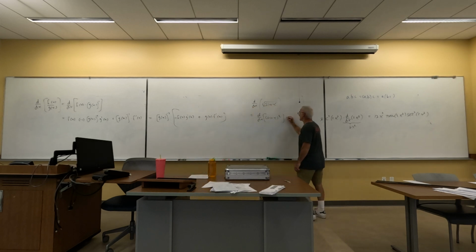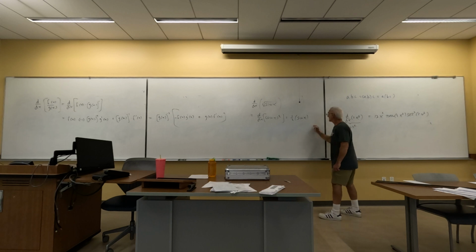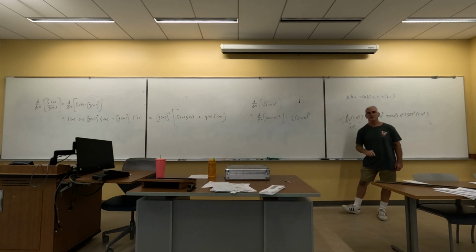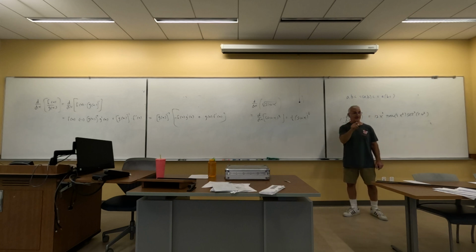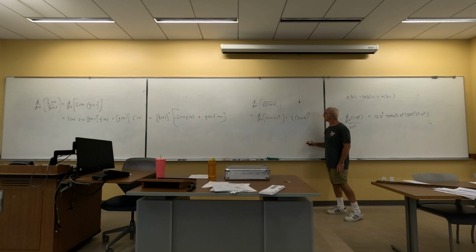And I'm gonna do exactly the same things in the next step. I'm gonna bring the exponent down, and then it will be the sine function raised to the negative 1/2 power times the derivative of what? Sine. The sine, not the sine to a power, just the sine. My argument is just the sine function, so times cosine.